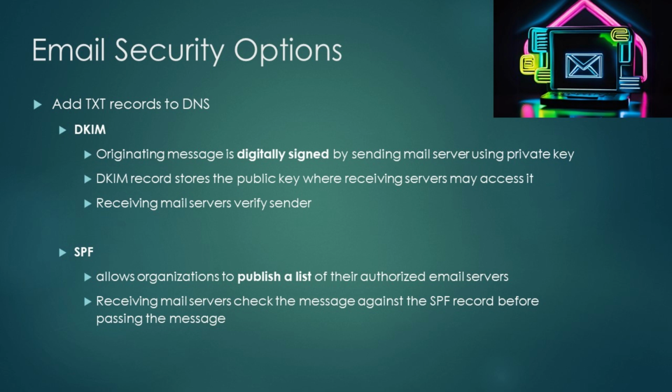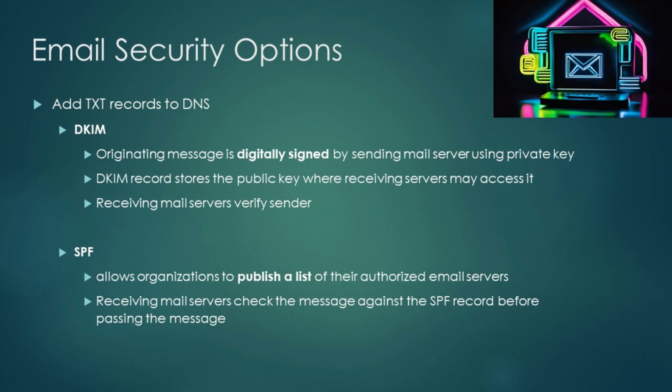An organization publishes a TXT record in their DNS listing all the IP addresses of servers that are authorized to send email for their domain. When your email server receives a message claiming to be from, say, example.com, it looks up the SPF record for example.com and checks if the sending server's IP address is on that authorized list. So it's a basic check. Is this email coming from a server they said is allowed to send for them? Pretty much. It's a first line of defense.